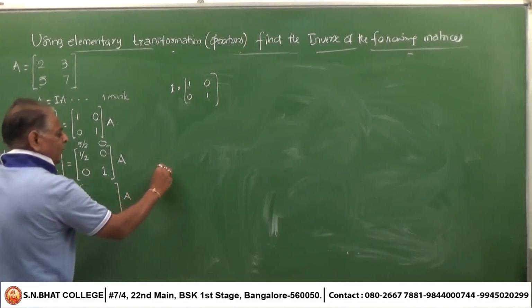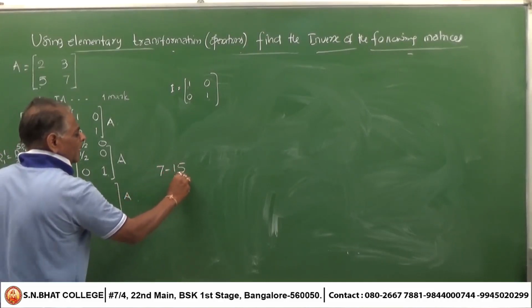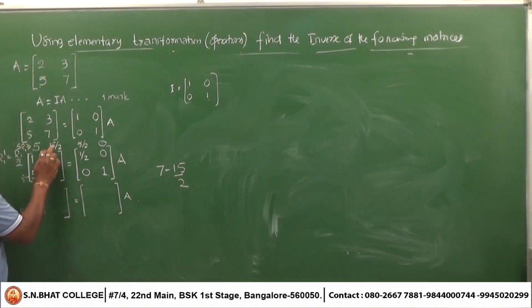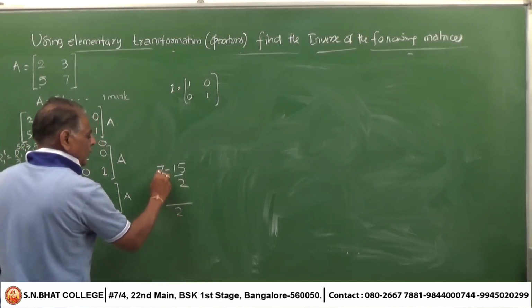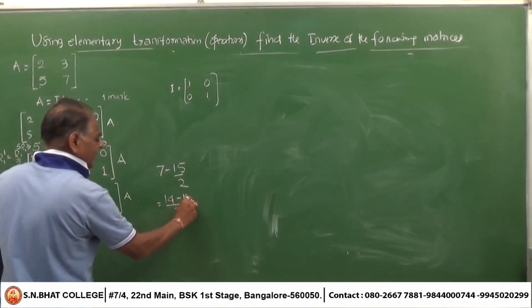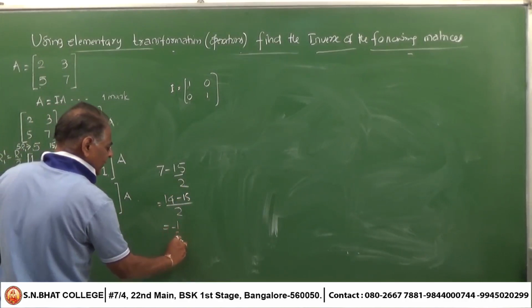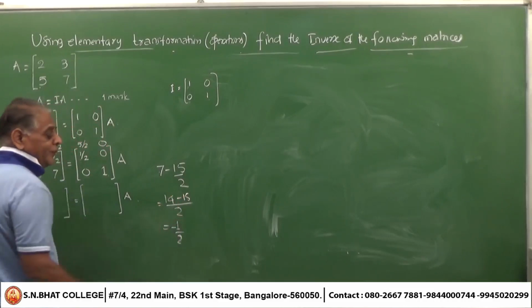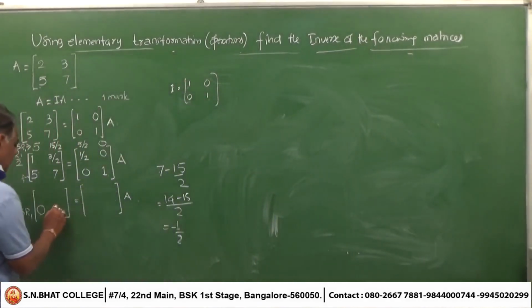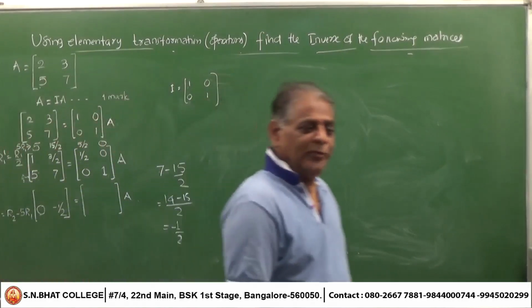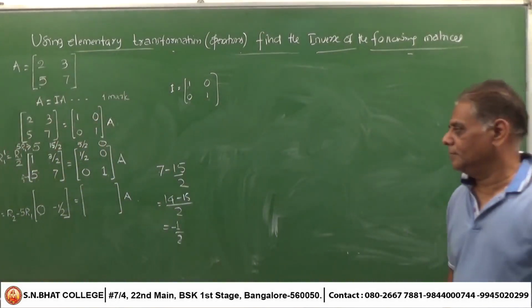Next, 7 minus 15 by 2. LCM is 2. 2 into 7 is 14, minus 15. After simplification, we get minus 1 by 2. 14 minus 15 is minus 1 by 2. Therefore, this element is minus 1 by 2. You should be very careful while subtracting.